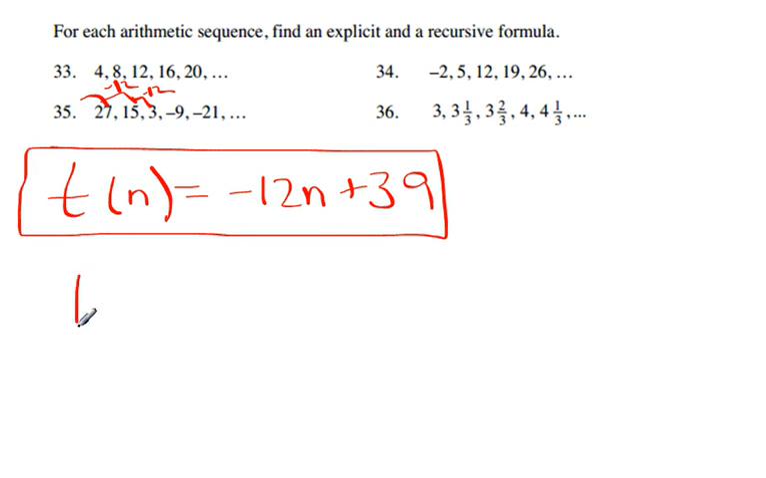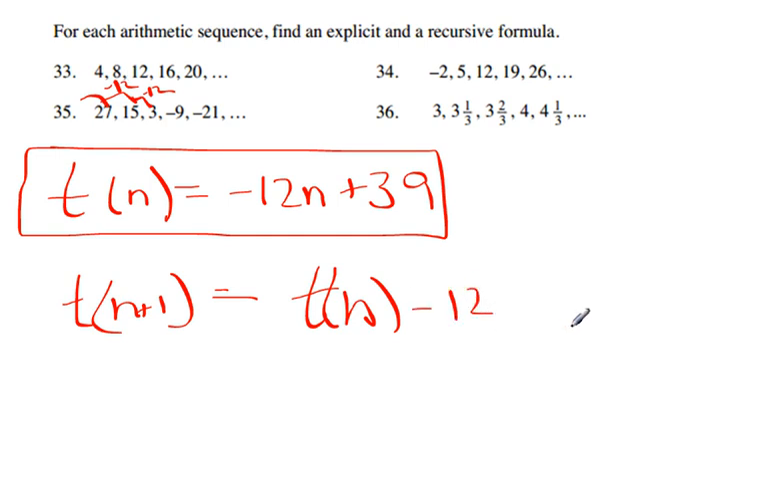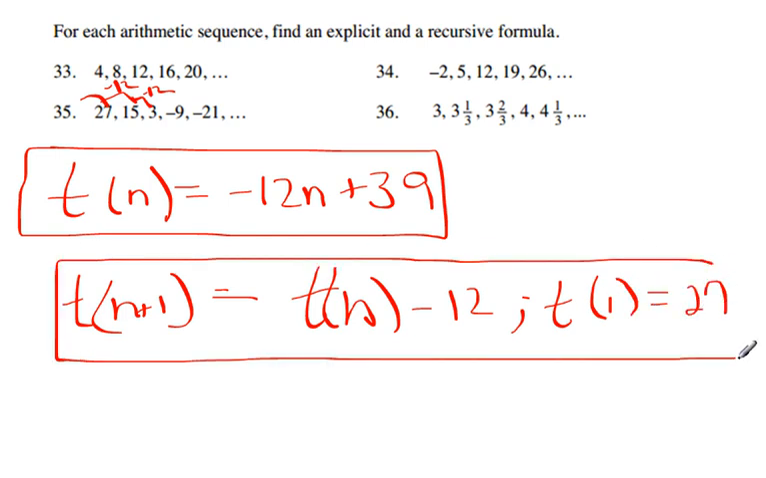The recursive then, take the t of n plus 1, take the previous term, which happens to be t of n, because it's 1 less than this. And then what am I doing each time? I'm subtracting 12. And then give a term number. Let's say the first term. First term is 27 in this case. Pretty straightforward. Okay, I'm going to go on.